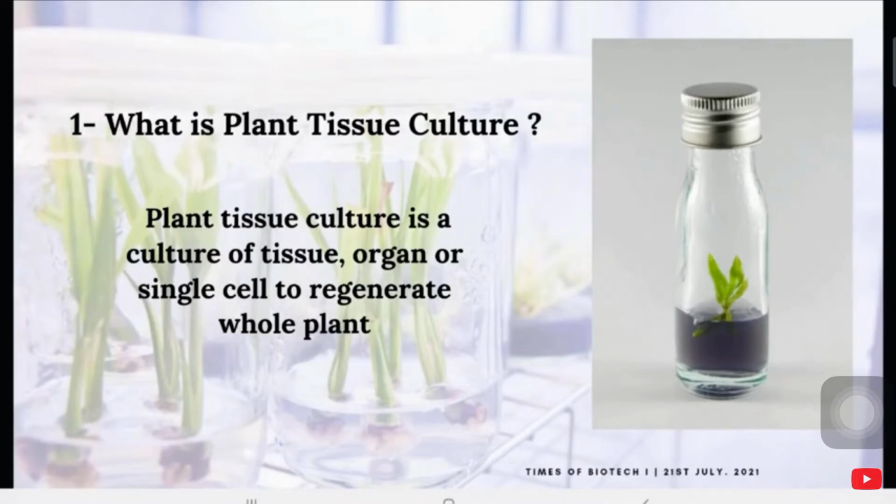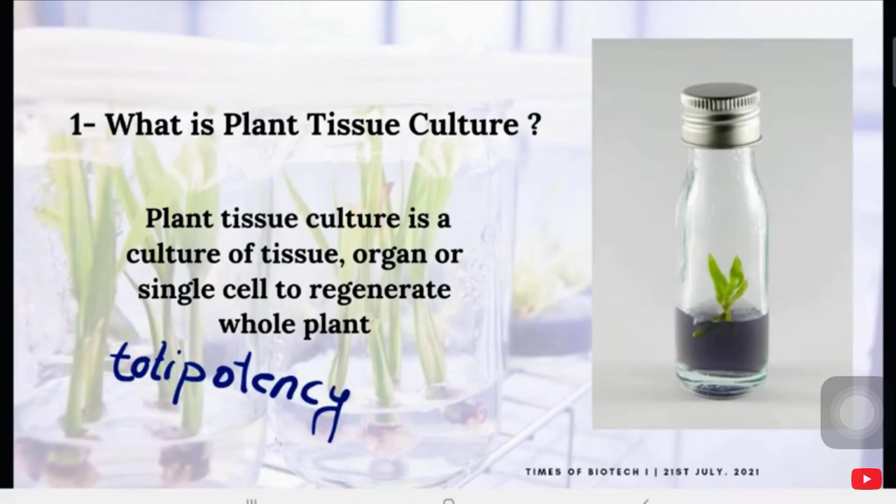So how are we able to achieve a whole plant from a small part of a plant? That's because we have a concept called totipotency. It gives the capability to differentiate from one cell into another cell.